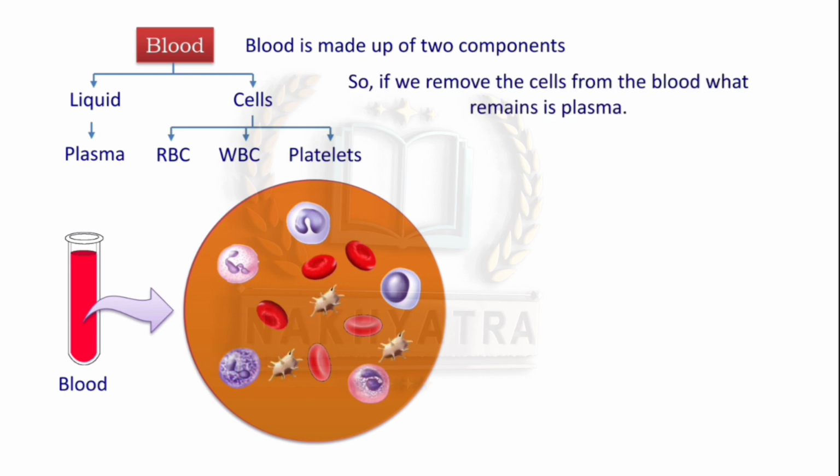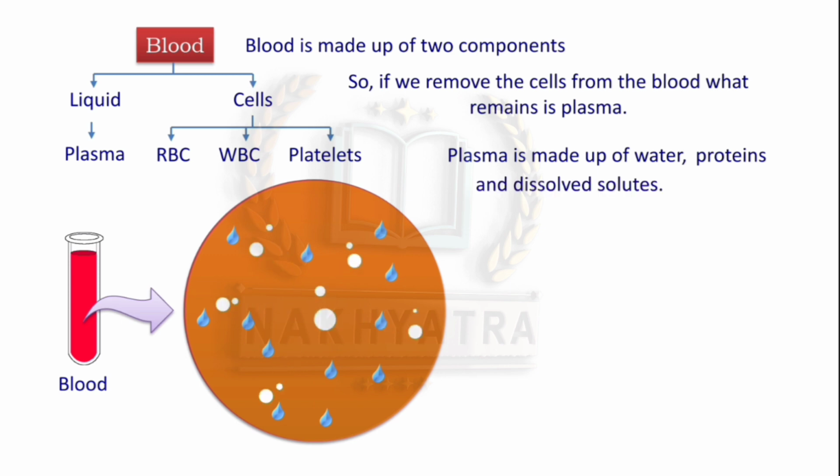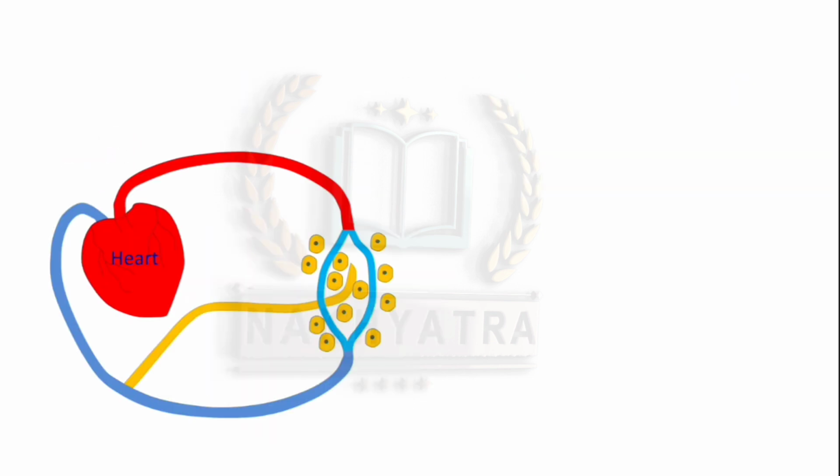If we remove the cells from the blood, only plasma will remain. The plasma is made up of water, proteins, and dissolved solutes. Now see, this is the heart, this one is the artery, this is the capillary, this one is the tissue, and the space between the tissue is called the tissue spaces, and the blue one is called the vein.